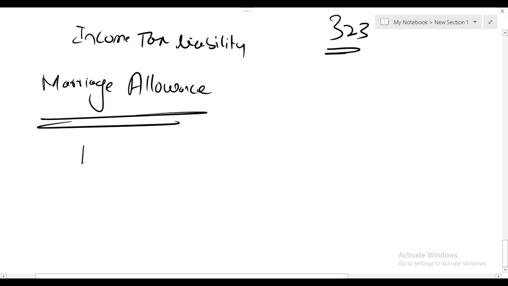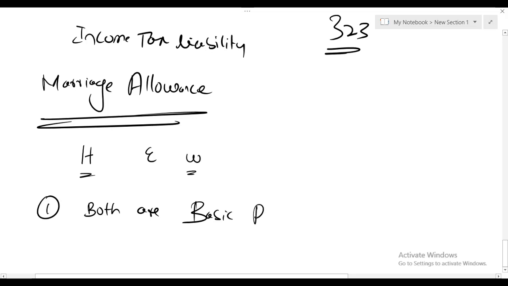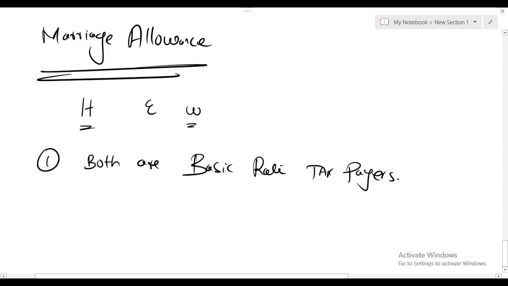In case of husband and wife, number one, both are basic rate taxpayers. If husband and wife both are basic rate taxpayers, then one of them can transfer 10% of personal allowance to the other partner. Repeat.